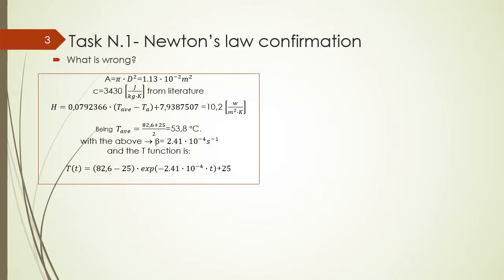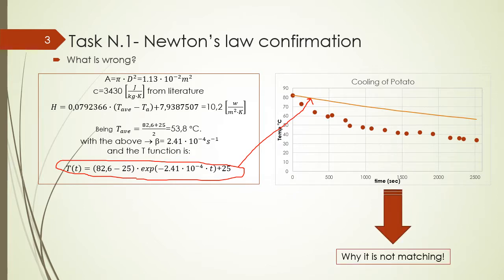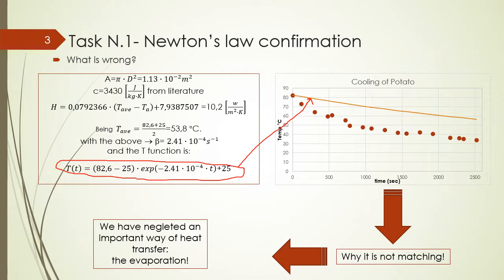In the first presentation, we have used the model developed by the Newton equation to find the law of cooling of a potato. So we replaced all the parameters, area, C, H, and temperature average to this final expression for the temperature in function of time. And we unfortunately get a curve which is not matching our experimental data, the red spots below. What is wrong? We have neglected an important way of heat transfer, which is the evaporation.